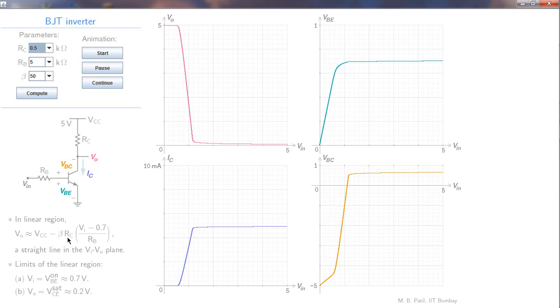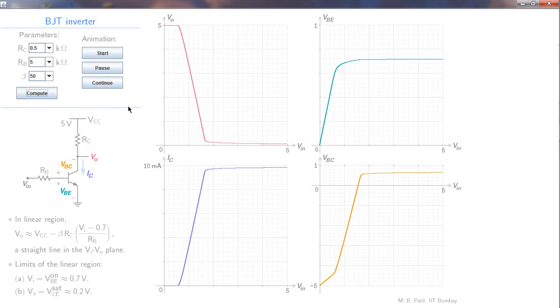So RC controls the slope of the VO versus VI characteristics. It's beta times RC by RB. So if we make RC smaller, the slope will become smaller. Note that it is still negative. So this variation will become less steep. So let us see if that happens. Like that. And correspondingly, these other curves also will change.